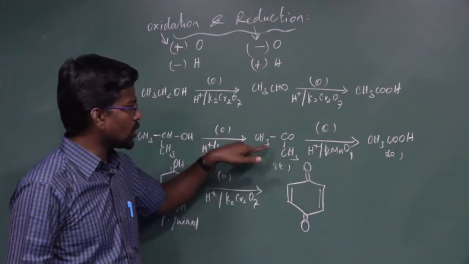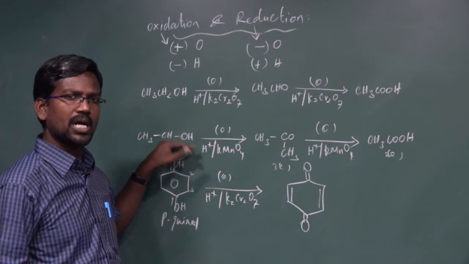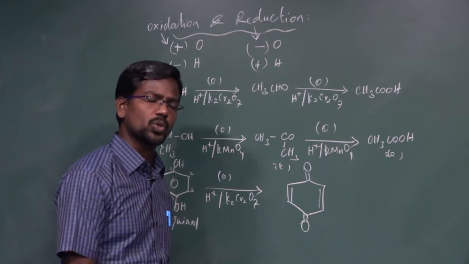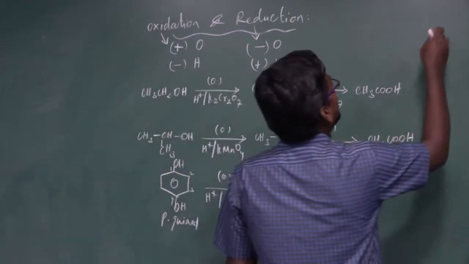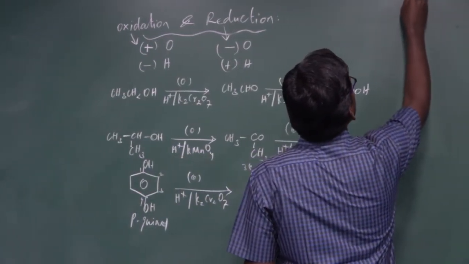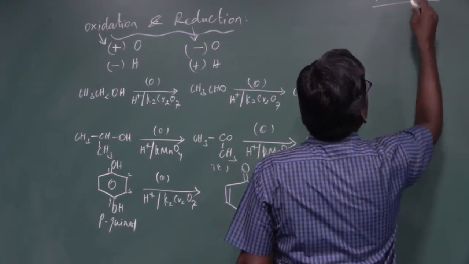Acetic acid can be converted to what? To a ketone. Ketone can be converted to isopropyl alcohol. Isopropyl alcohol can further be converted to propane. What process is this? Reduction process.